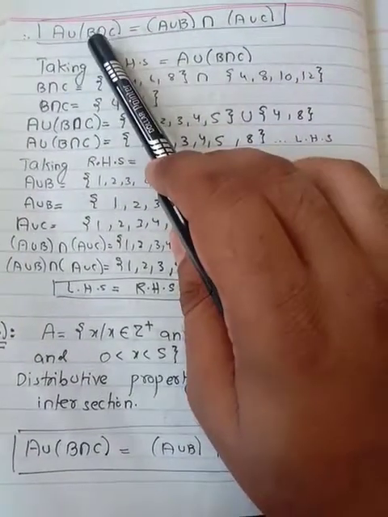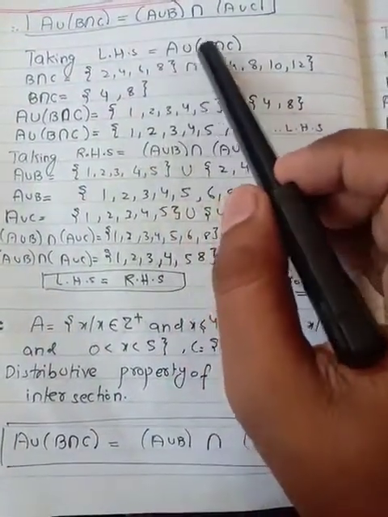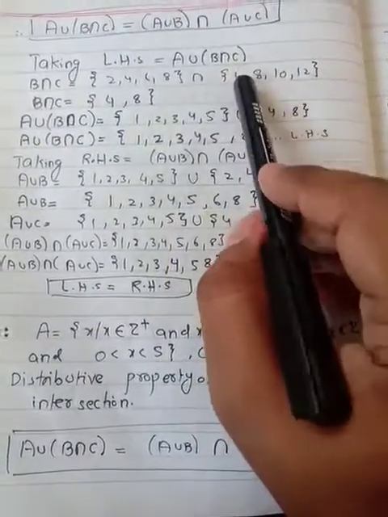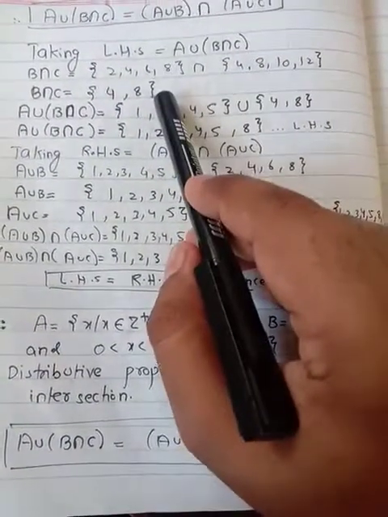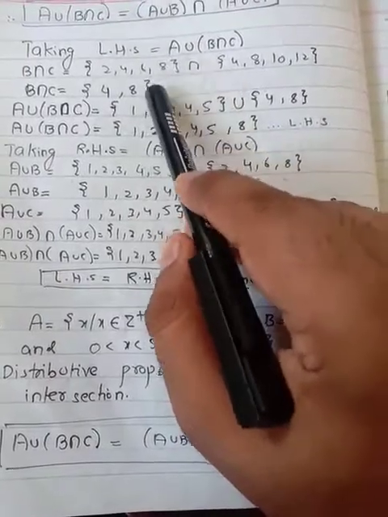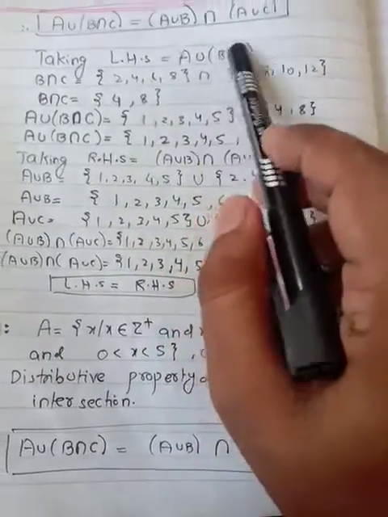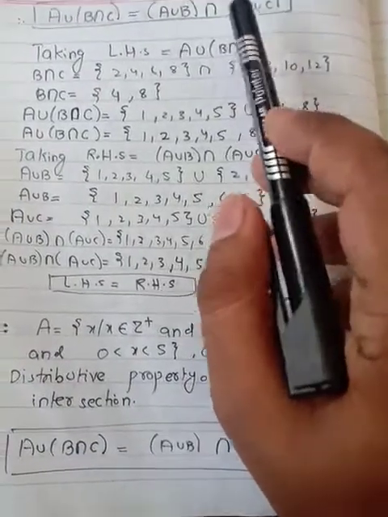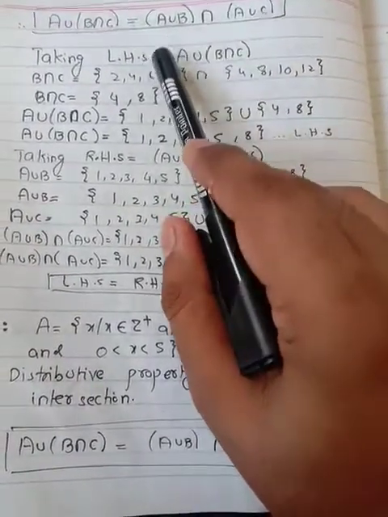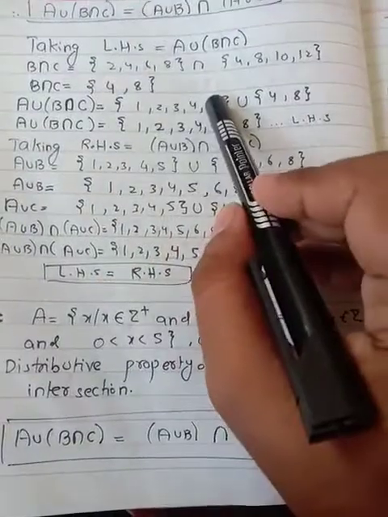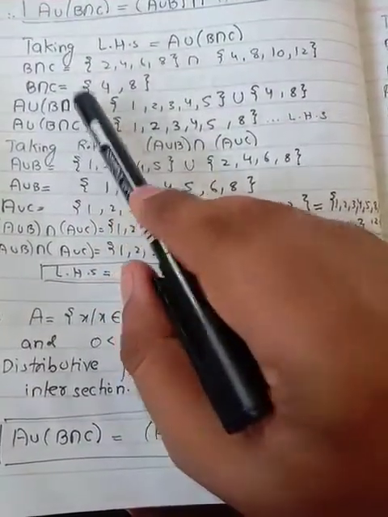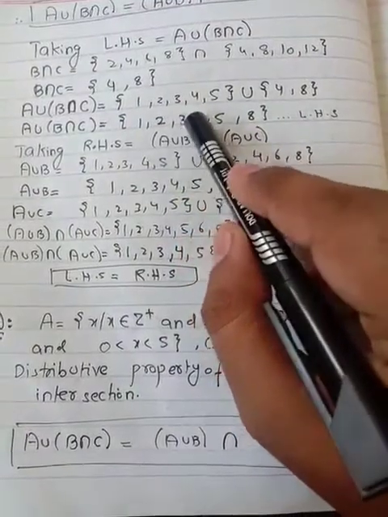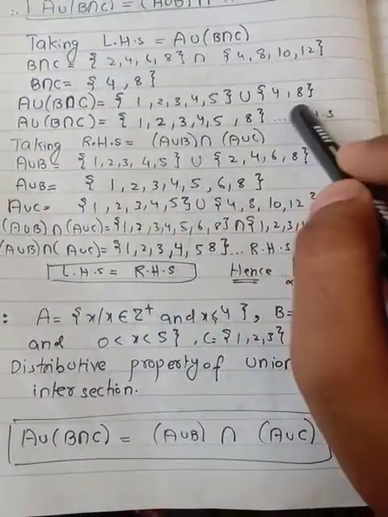First we will solve the left hand side. Left hand side is A union (B intersection C). The B set is 2, 4, 6, 8, intersection with C, 4, 8, 10, 12. We will get the answer of B intersection C as 4 and 8, because here we have to find the bracket term first. Then we will find the bracket term union with A. A set is 1, 2, 3, 4, 5, then union with B intersection C, that is 4 and 8. The union of both sets will be 1, 2, 3, 4, 5 and 8. This is our left hand side.